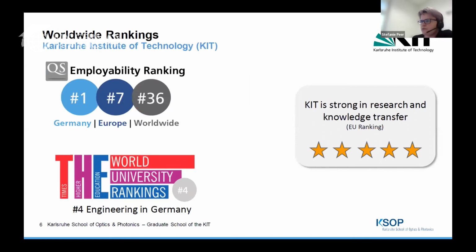One of the strongest suits of KIT is its close connection to industry. German-wide, we are ranked number 1 in employability, and worldwide, our students are ranked 36 by the QS employability ranking. In the Times Higher Education, we are number 4 in Germany. And what I think is a pretty nice thing to say about a German university is we are strong in research, which most universities are, but our knowledge transfer is also very good and very high, but to industry mostly.